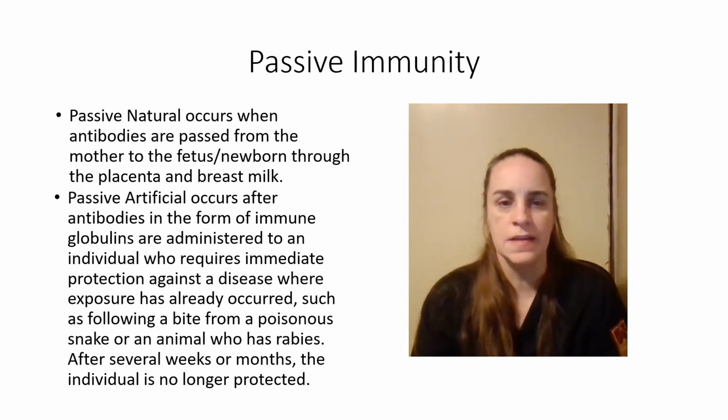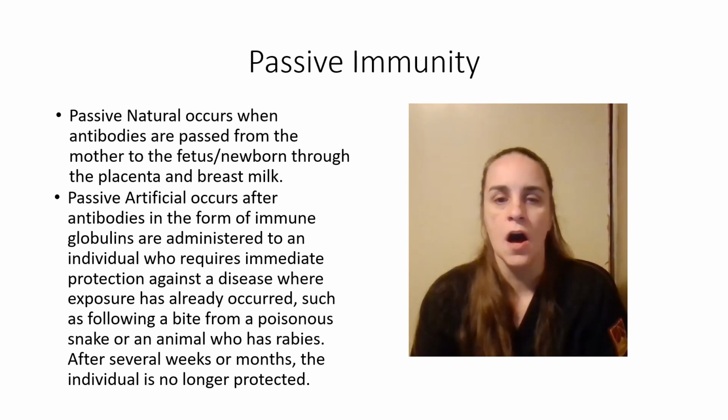In passive immunity, there is also passive natural, which occurs when the antibodies are passed from the mother to the fetus or newborn through the placenta and breast milk. There is also passive artificial, which occurs after antibodies in the form of immune globulins are administered to an individual who requires immediate protection against a disease where exposure has already occurred, such as following a bite from a poisonous snake or an animal who has rabies. After several weeks or months, the individual is no longer protected.